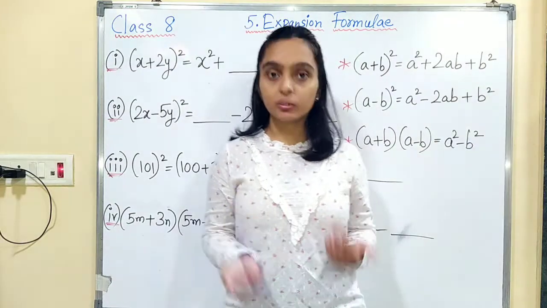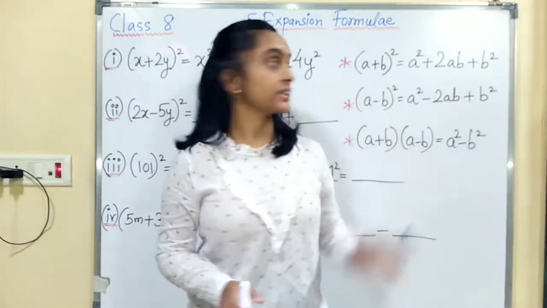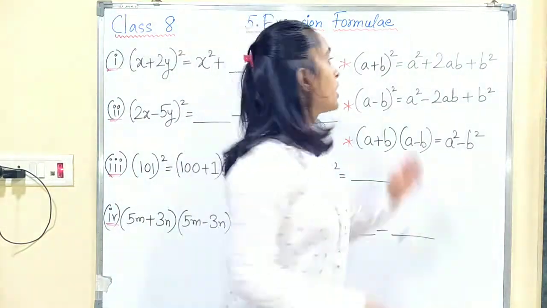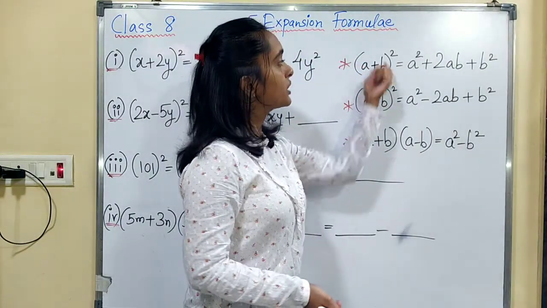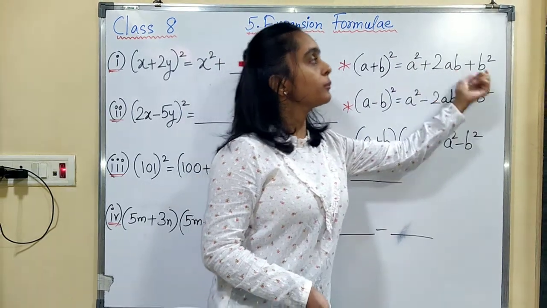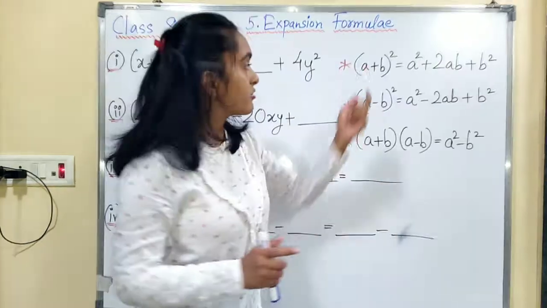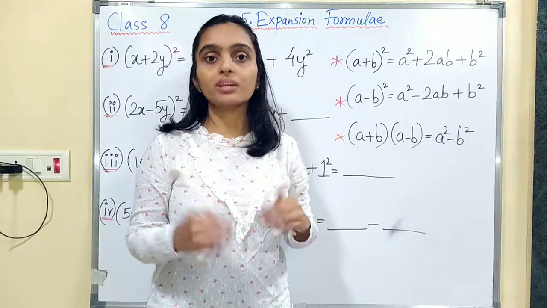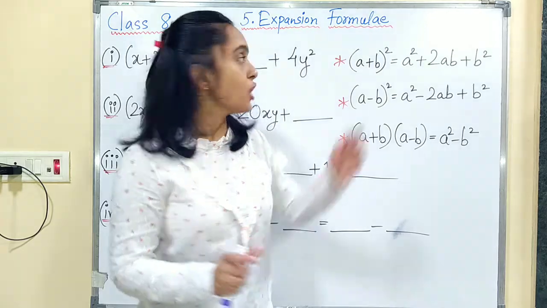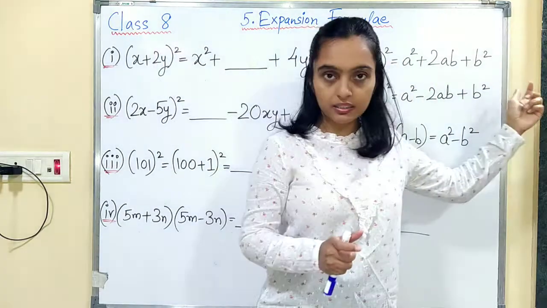Expansion formula. In the previous classes we have already studied these three expansion formulas. Let's recall it once again. The first one is (a plus b) the whole square equals a square plus 2ab plus b square. So if we have any two terms, or any two numbers, and we have to square its addition, we can expand it like this.